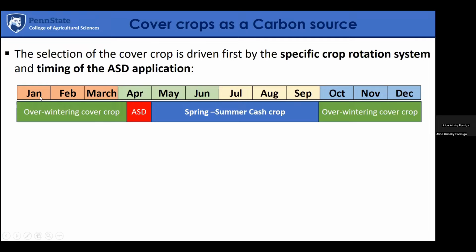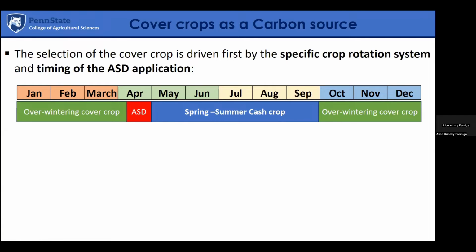If we take a full year, and our crop is a spring, summer cash crop, let's say fresh market tomatoes, we want to apply the ASD 3-4 weeks before we plant that crop. And so that means that this is defining the crop cycle of that summer crop, and the timing of the ASD application is defining what is left for growing a cover crop.